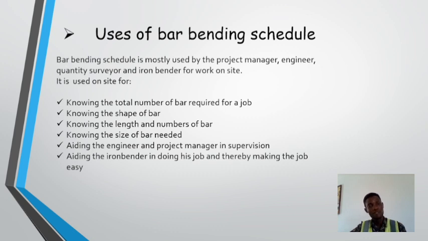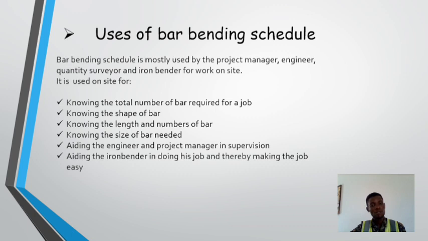So I have it there that it is used on site for, number one, knowing the total number of bars required for the job. And knowing the shape of the bar, you're going to know where to have a bend, where to crank, where to deduct from, and where to add to. So a bar bending schedule will help you in knowing the length and numbers of bar required. The first one said total number, but this has to do with number. When I start explaining the illustration, you are going to understand better what I mean by this.